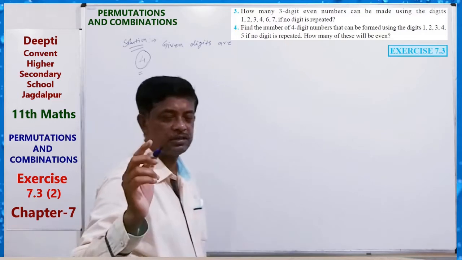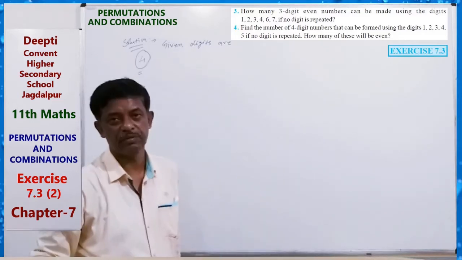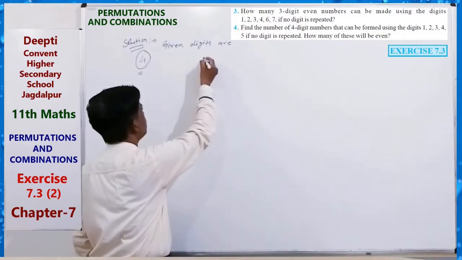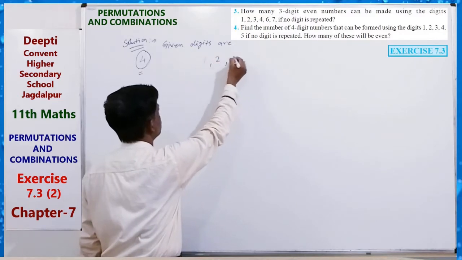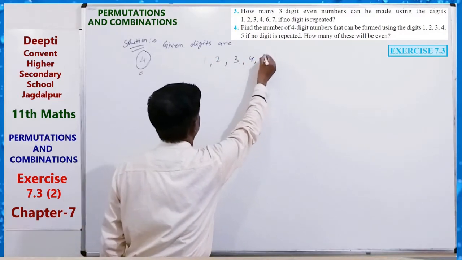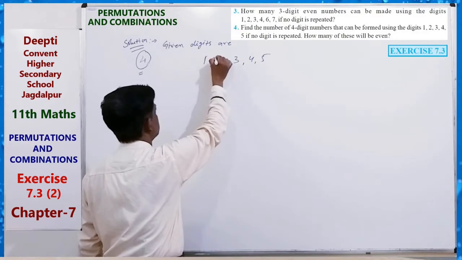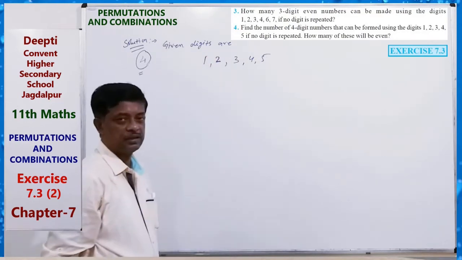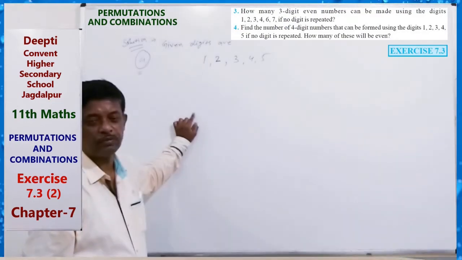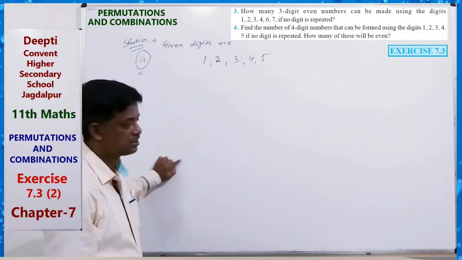How many 4 digit numbers can be made from the given digits 1, 2, 3, 4 and 5? These are the given digits. 5 digits are given. We have to make 4 digit numbers.